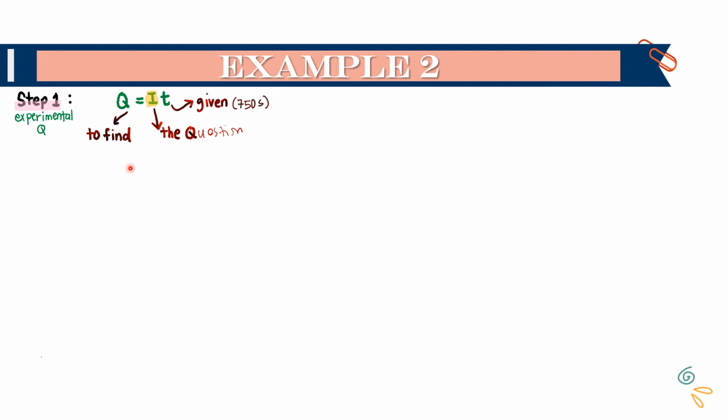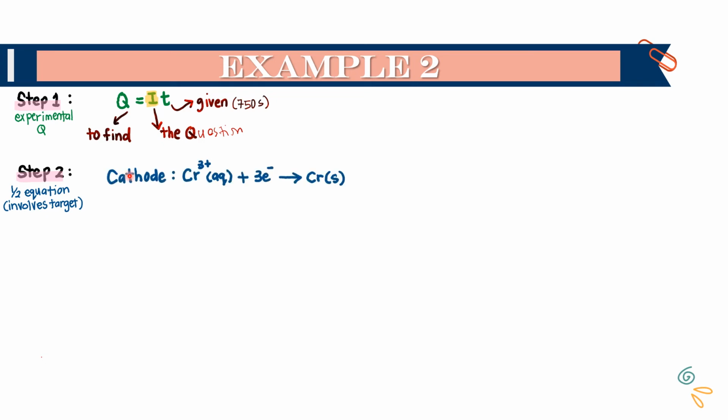Kalau still tak nampak lagi, awak teruskan je pada step yang kedua, which is writing down the half equation. Awak tahu ke, awak tak tahu ke mana nak cari Q, tulis sahaja half equation. Sebab apa? Macam saya cakap tadi, half equation ada markah. So make sure pilih electrode yang betul, sama ada anode ataupun cathode, and write down the correct half equation, either oxidation or reduction.